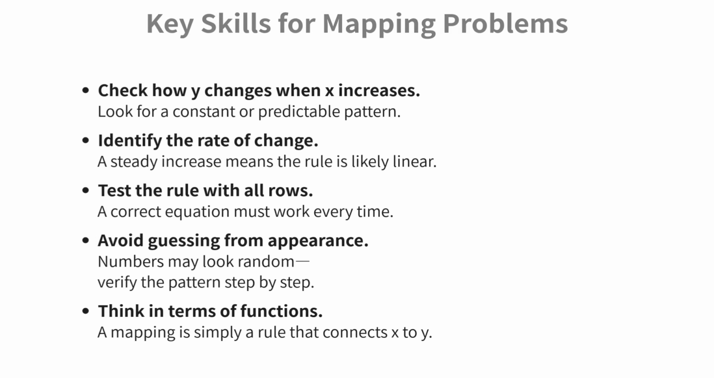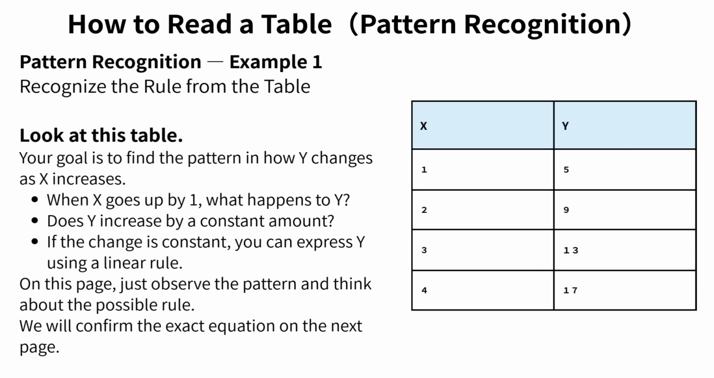Here is a new table for pattern recognition. Take a look at how the values of y change as x increases. Start by comparing each row. From x equals 1 to x equals 2, y goes from 5 to 9. From x equals 2 to x equals 3, y increases from 9 to 13. And from x equals 3 to x equals 4, y goes from 13 to 17. Notice that y increases by the same amount each time x increases by 1. This constant rate of change tells us that the relationship is linear. Your task is to identify the rule that connects x to y. Think about how much y grows each step, and what value y would have when x equals 0. We'll confirm the exact equation on the next page.